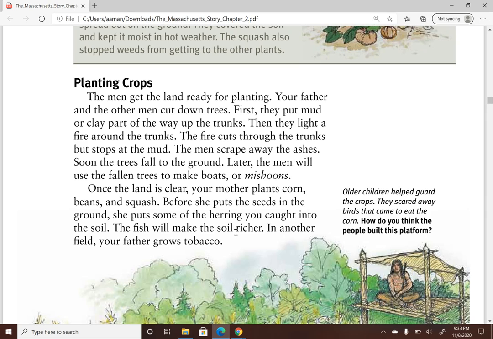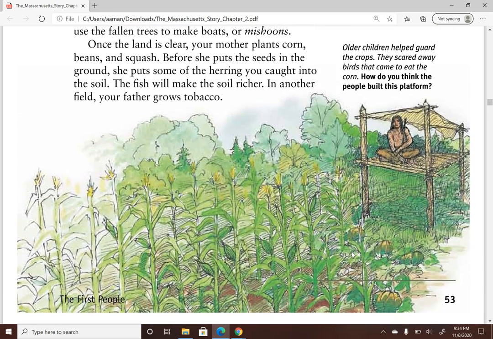Once the land is clear, your mother plants corn, beans, and squash. Before she puts the seeds in the ground, she puts some of the herring you caught into the soil. The fish will make the soil richer. In another field, your father grows tobacco. Then you have a label for this picture. Older children helped guard the crops. They scare away birds that come to eat the corn. How do you think the people built this platform?